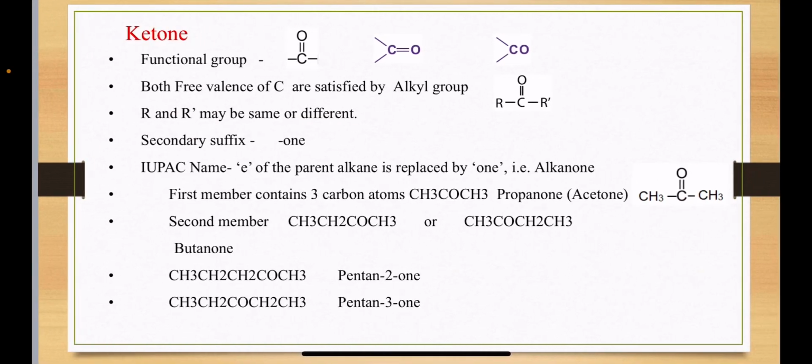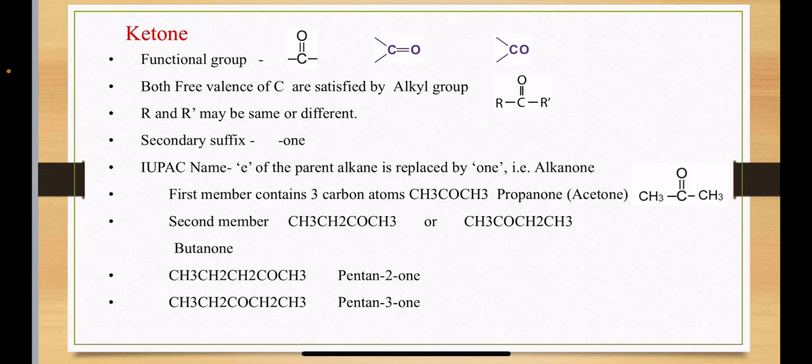Now ketone, it is also the carbonyl group. CO is present, but on both sides of CO there should be alkyl groups. R is the alkyl group. Alkyl group should be there. So here we write the suffix -one, and the E is replaced by -one, so it is propanone.